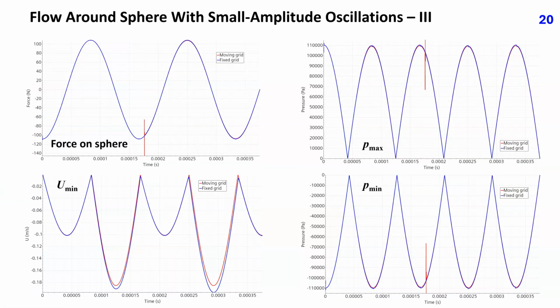These plots show the quantitative comparison of results obtained using fixed and moving grids. Shown are the force on the sphere and the minimum velocity in the direction of motion and the maximum and minimum pressure in the solution domain. All quantities oscillate periodically due to sinusoidal variation of motion. These vertical red lines resulted from disturbances caused by stopping and saving the simulation using moving grids at one time and restarting it later.